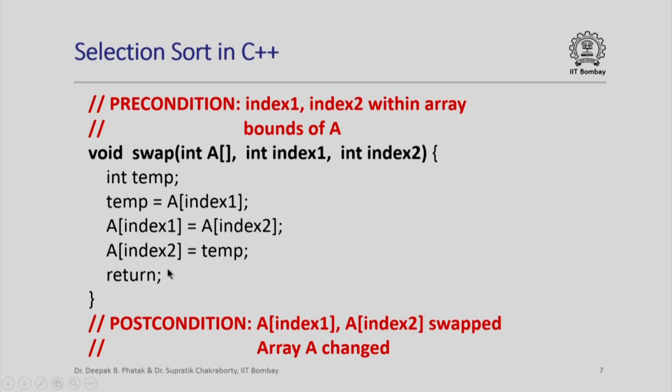This is how swap looks like. Very simple function. I basically want to swap A[index 1] and A[index 2], and I use a temporary variable to temporarily store the value of A[index 1], then copy the value of A[index 2] to A[index 1], and then copy the value of temp, which was originally storing the value of A[index 1], to A[index 2], and finally I return.